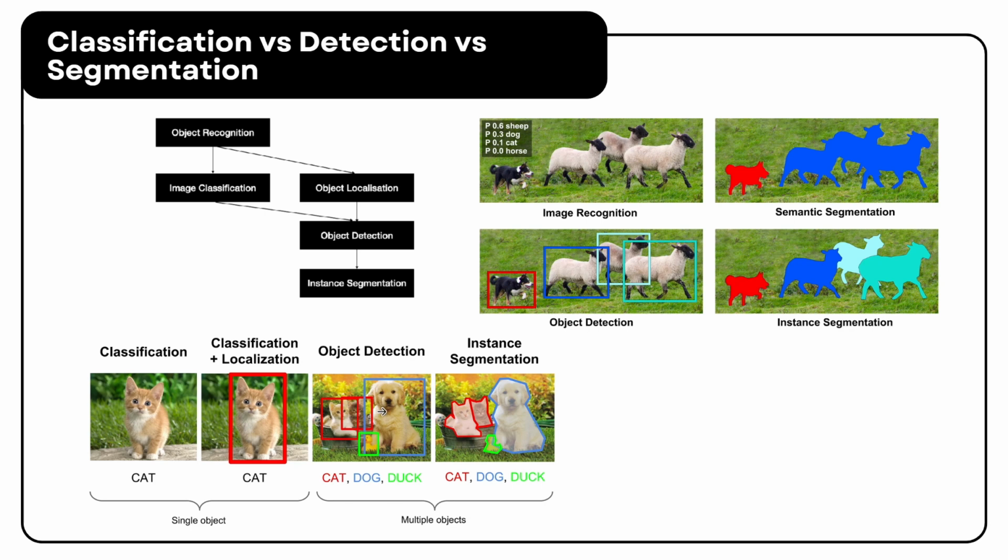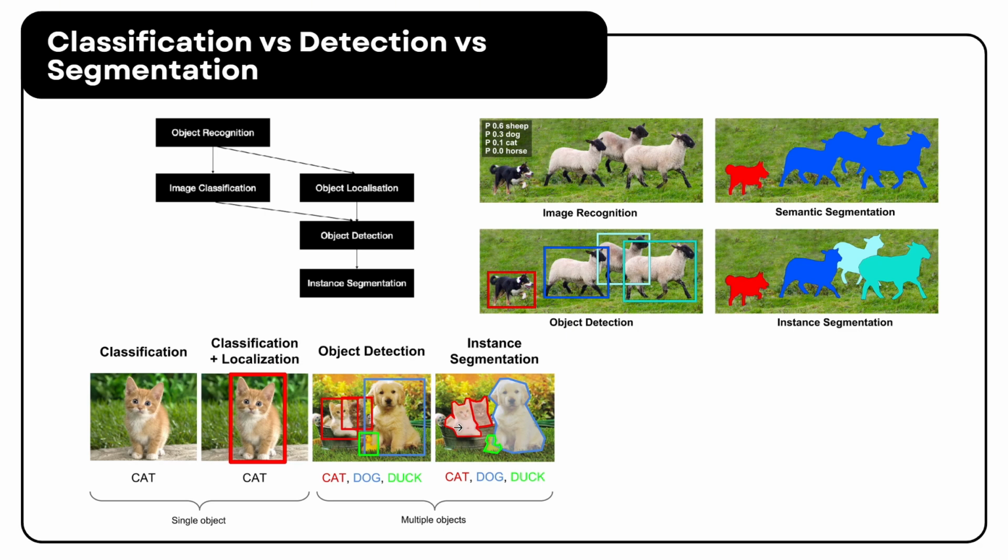And here, things get more complex. The model detects multiple objects in a single image. So it identifies that there's a cat, there's a dog, and there's a duck, and it draws separate bounding boxes for each of them. This is classic object detection. Multiple objects, each located and labeled.